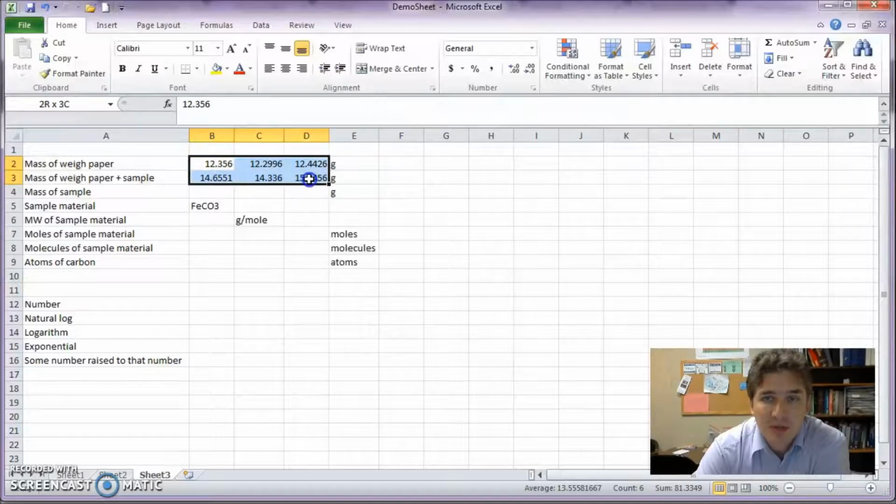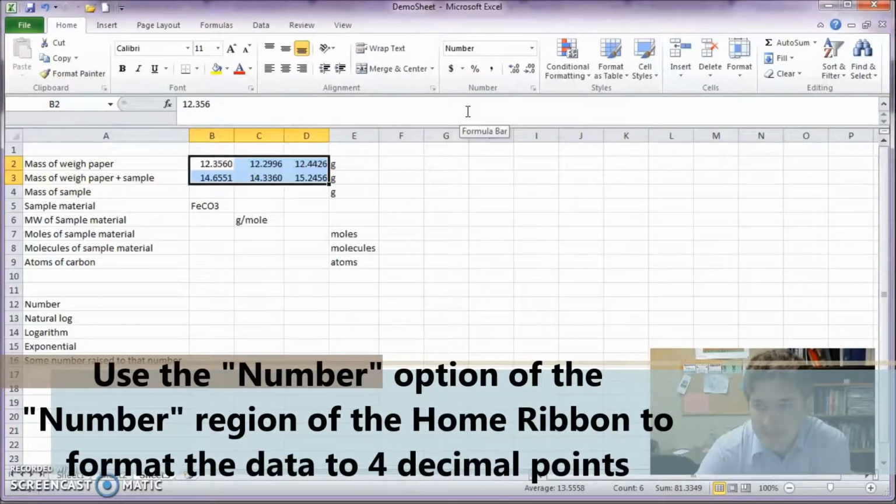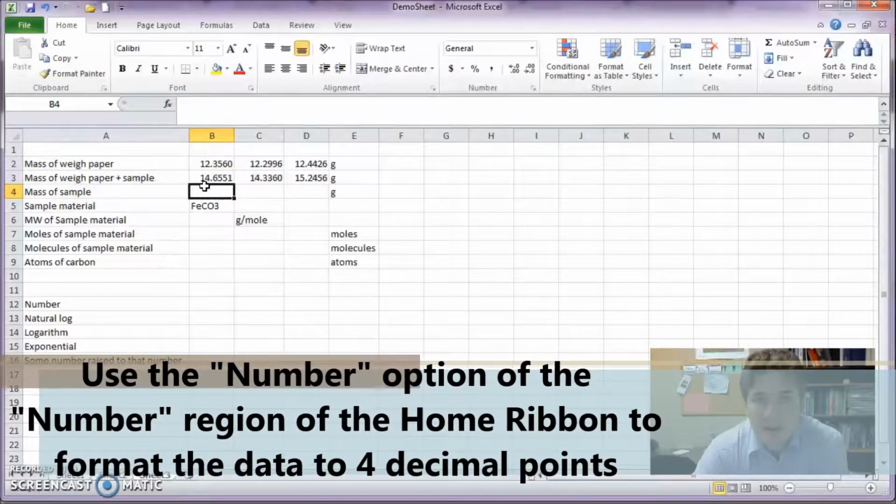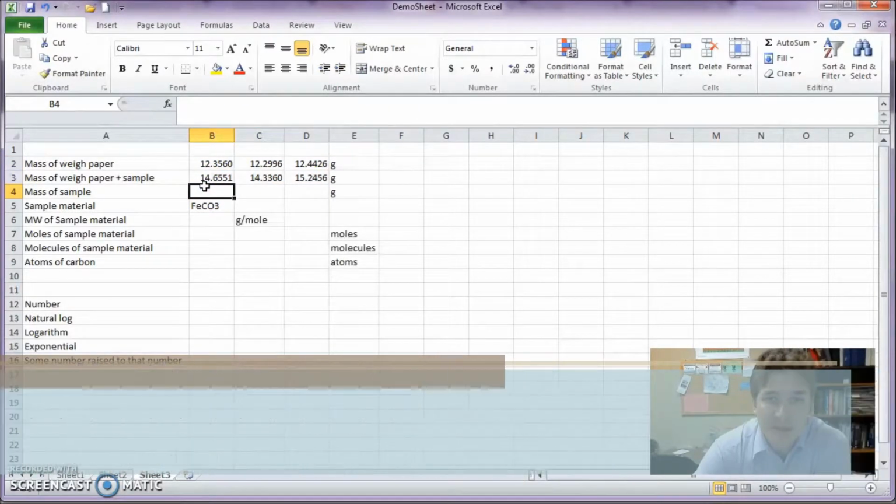So what you can do, if you want to get these to correct formats, is you can highlight it, go to number, and get to 4 decimal points. So your data at least looks correctly formatted. Now, for this calculation, you want to figure out the mass of sample. And so you've got a couple of options with this.